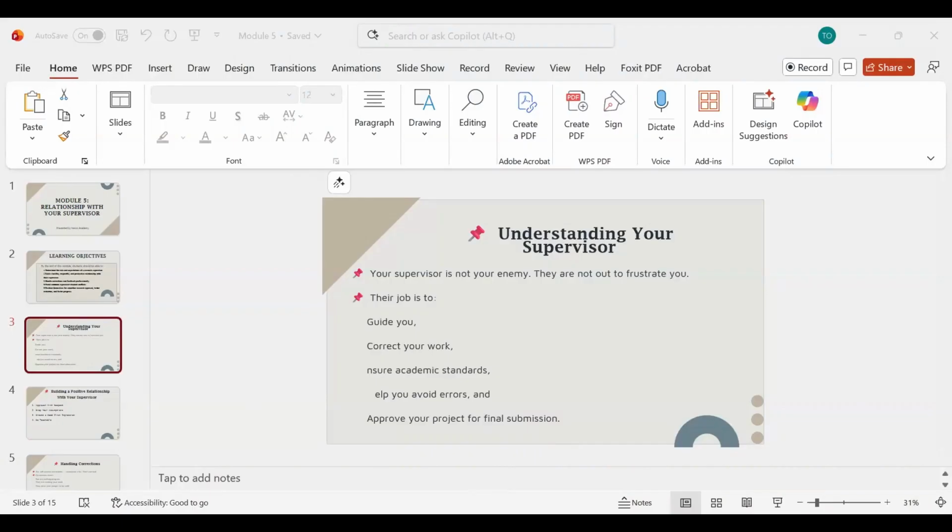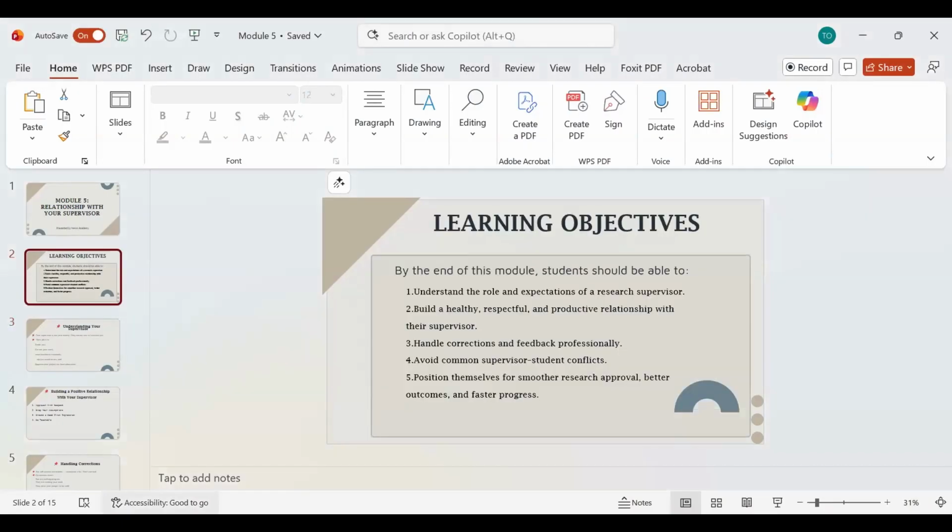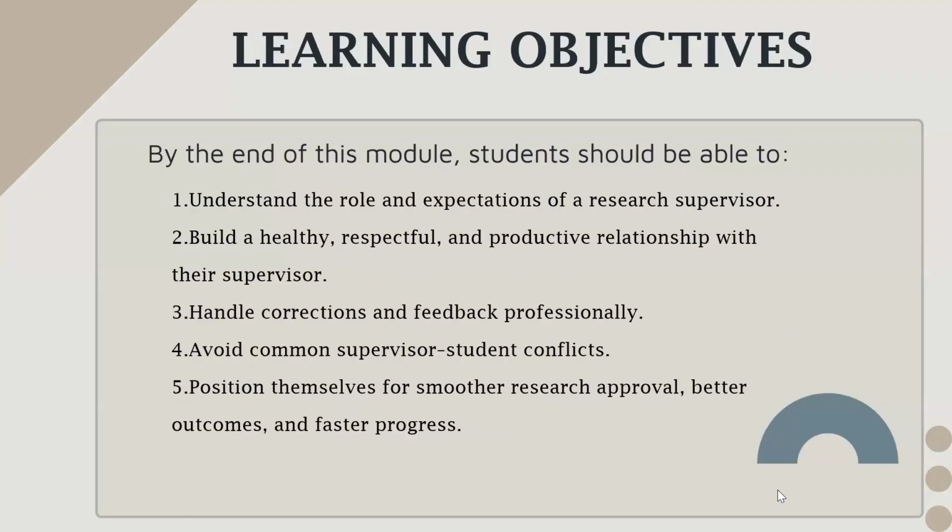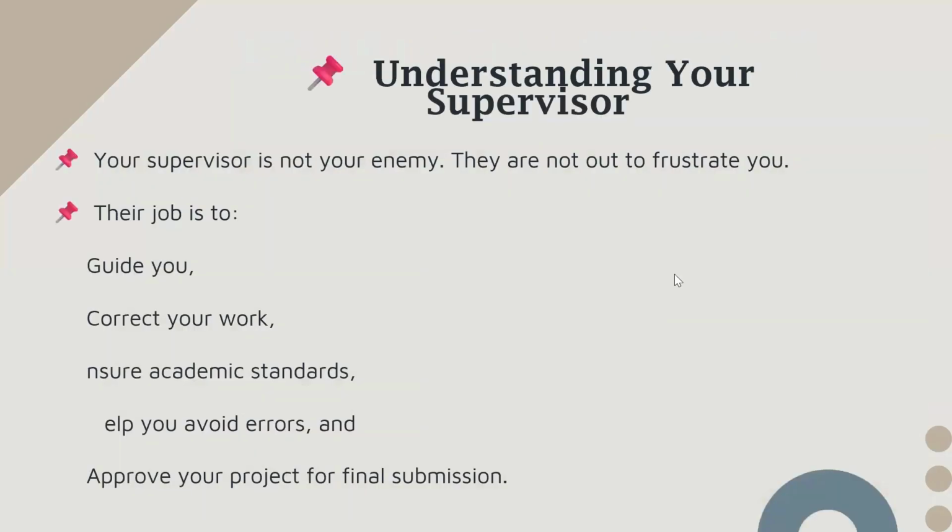I think I can bring up my slide now. These are our learning objectives. Understand the role and the position of a research supervisor, build a healthy and respectful and productive relationship with them, handle correction and feedback professionally, avoid common supervisor-student conflict, to position yourself for smoother research approval and better outcomes and faster progress. So, understanding your supervisor.